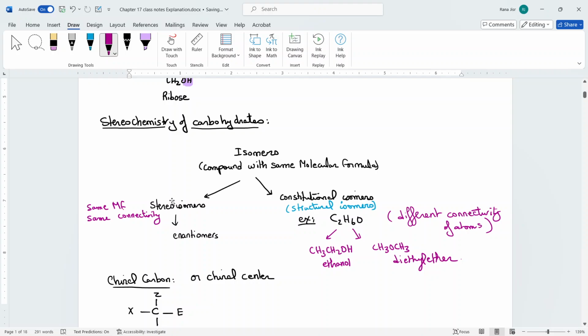The only difference with stereoisomers is the rotation in space around the chiral carbon. So they have a different rotation in space around the chiral carbon. As the name says, for stereoisomers, stereo means rotation. So the only difference here is the rotation around the chiral carbon, which we also call a chiral center.